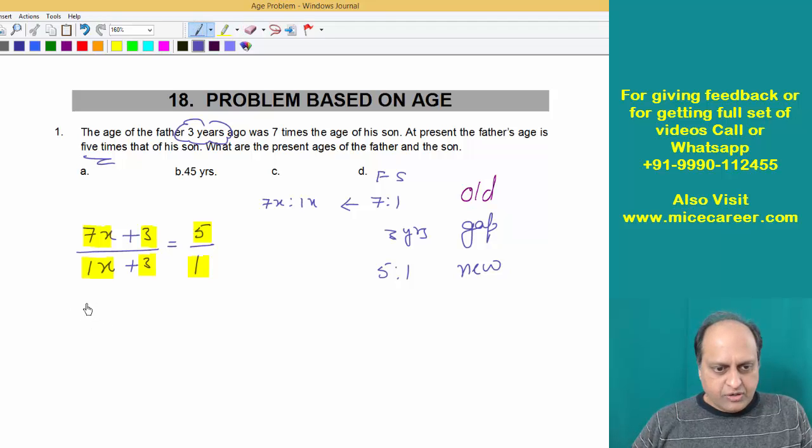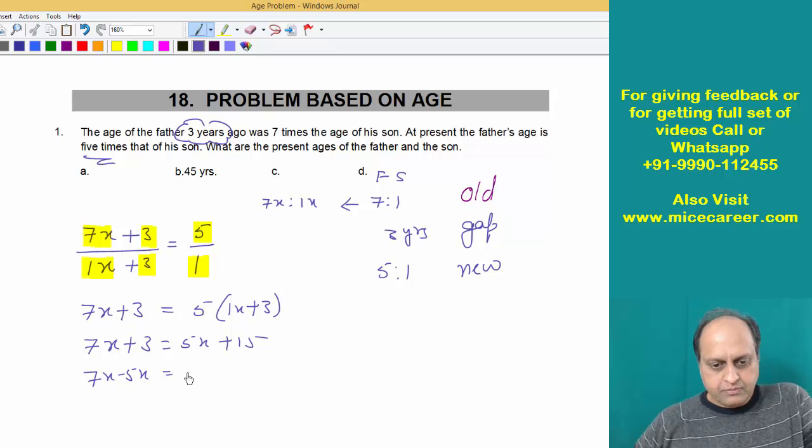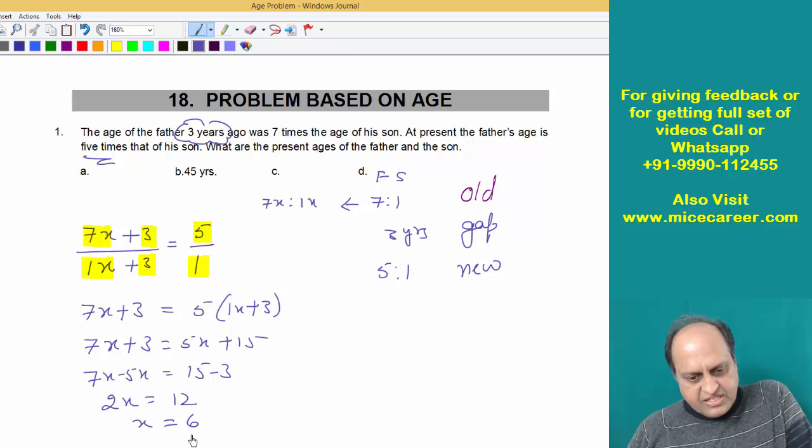You cross multiply it. 7x plus 3 is equal to 5 into 1x plus 3. So this becomes 7x plus 3 is equal to 5x plus 15. So this becomes 7x minus 5x is equal to 15 minus 3. So this becomes 2x is equal to 12. X becomes 6.